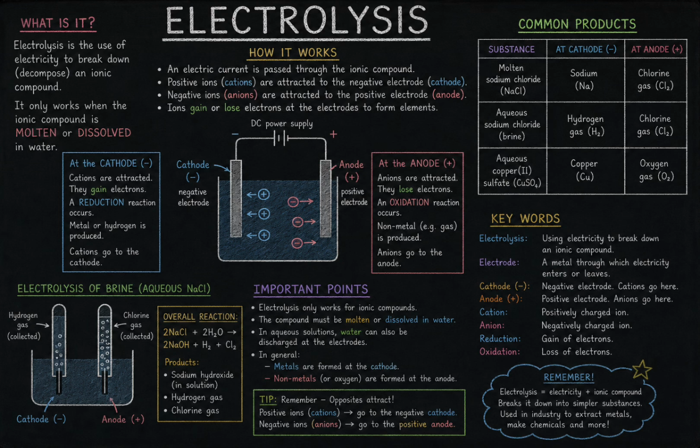Key rules. Positive ions always go to the negative cathode. Negative ions always go to the positive anode. Opposites attract. Easy memory trick: cathode equals cations, anode equals anions. Both words start with the same first letter.